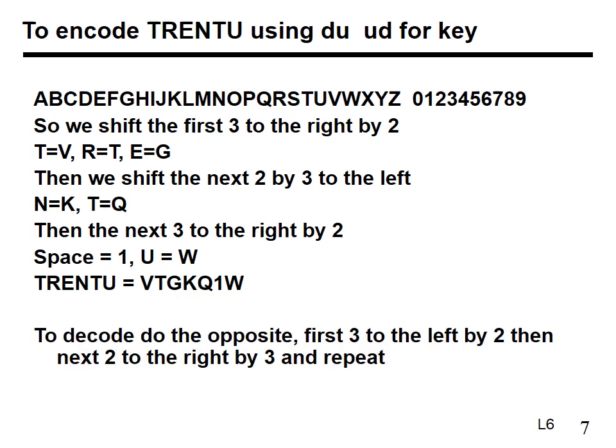So to decode it, we would do the opposite. Take the first 3, go left by 2, the next 2 go right by 3, and so on. So it is important using a Caesar cipher that when you're going to decode it, you have to move in the opposite direction that you went to encode it.